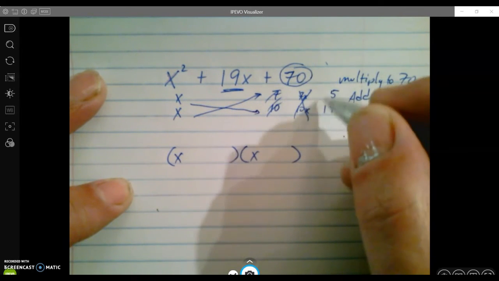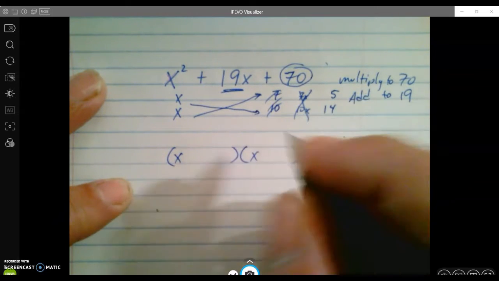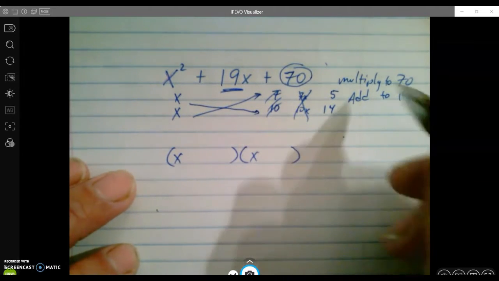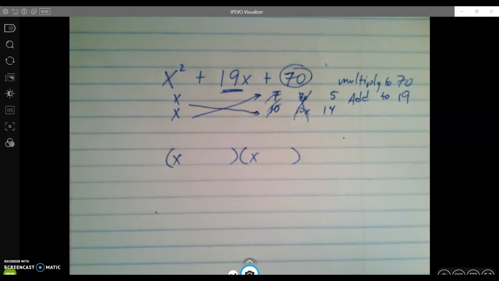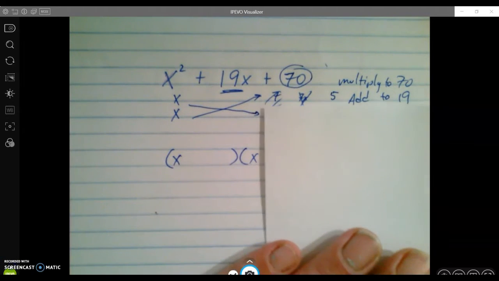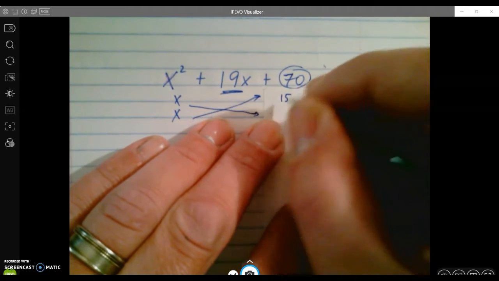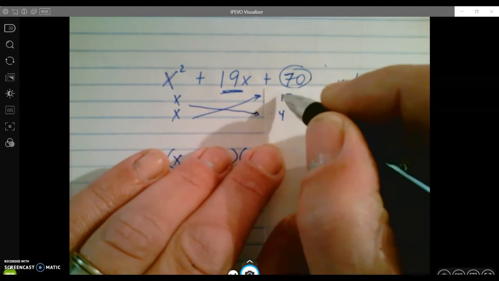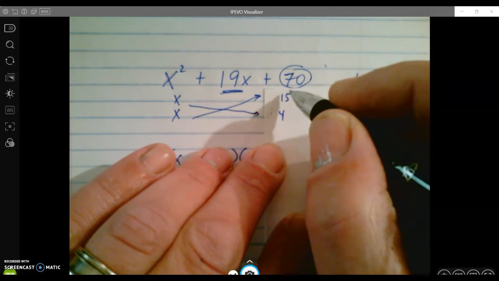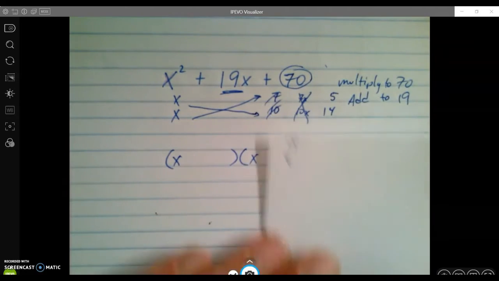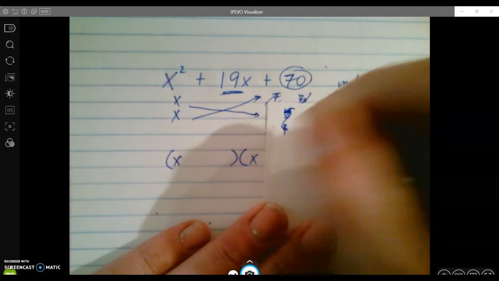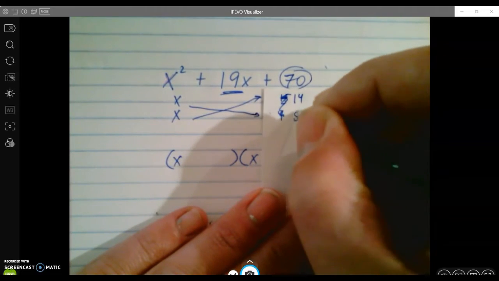So 5 and 14, when you cross multiply them, I sort of ran out of room because I wrote over here. Let me start this again. Or let me rewrite it. Let me make some new room under here. Let's say we have 15 and 4. Okay. 15 times 4 is... Oh, sorry, 14 times 5. Jeez. 14 times 5. I can copy it correctly.